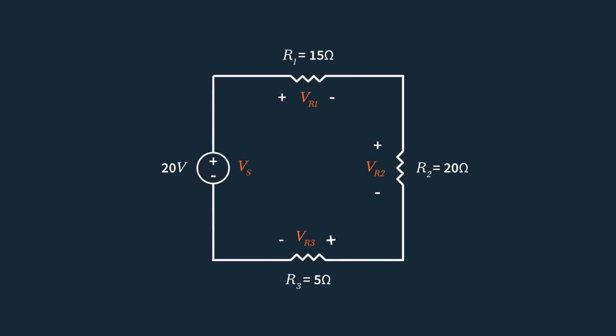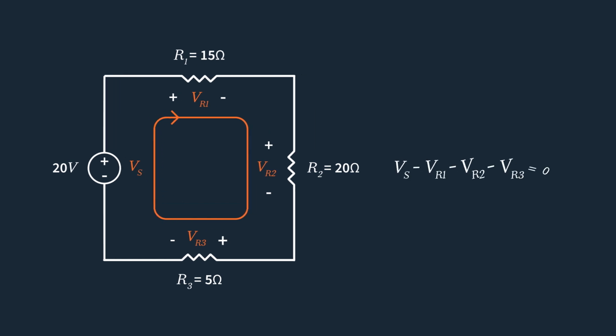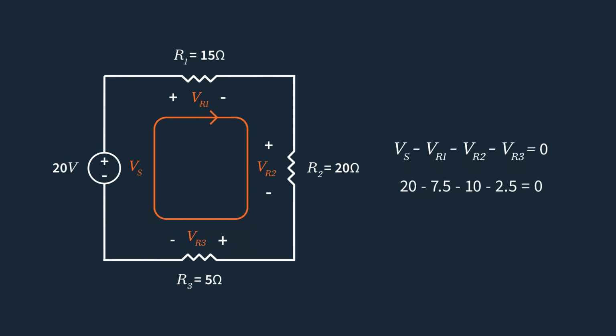Now, let's validate Kirchhoff's voltage law using the results we have obtained from our previous calculations. In this circuit, we have one loop. As we traverse the loop clockwise, we account for voltage rises from sources and voltage drops across resistors. Applying KVL to the loop, we write Vs minus VR1 minus VR2 minus VR3 equals 0, which gives us 20 minus 7.5 minus 10 minus 2.5 equals 0.